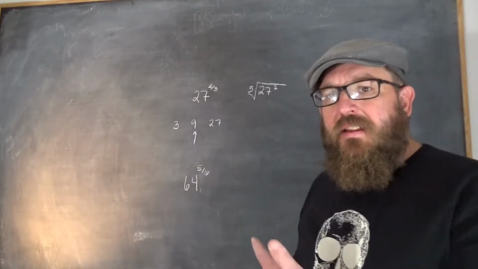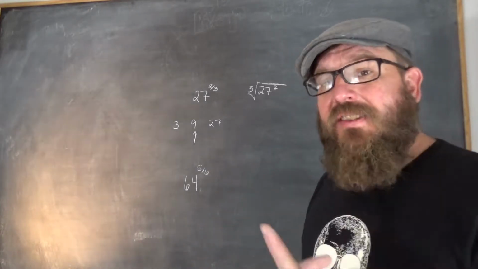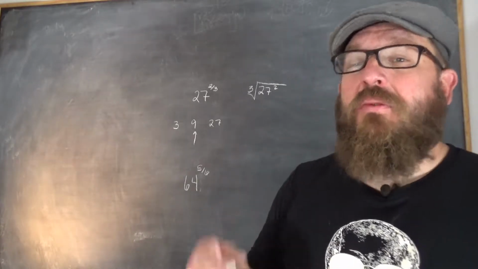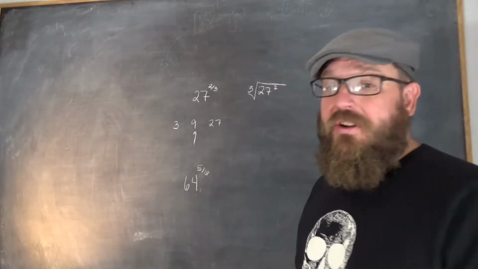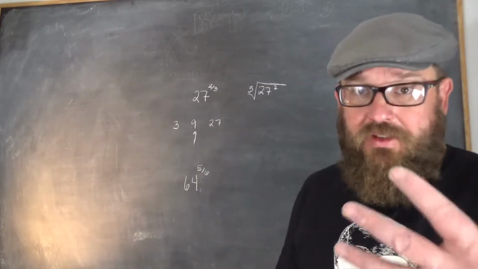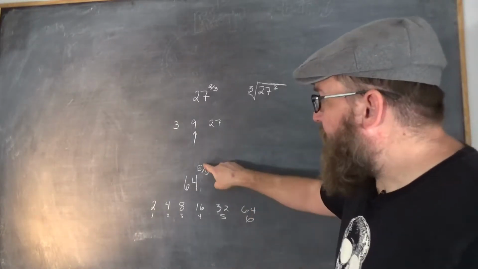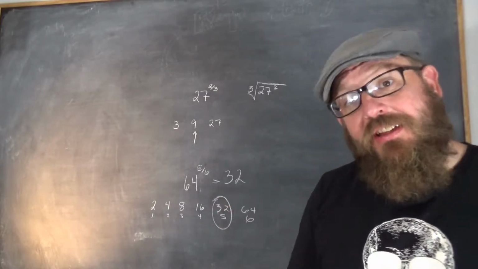Let's try one more. Let's try 64 to the 5/6 power. Now that's saying, look, is there a number times itself 6 times that equals 64? And if it is, what's the 5th step? That's what that's asking, right? So 64 turns out to be 2 to the 6th. So 2 to the 5th would be the 5th step. You see, 2 to the 6th is 64. The 5th step, right here, is 32.